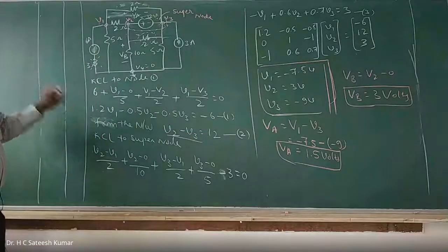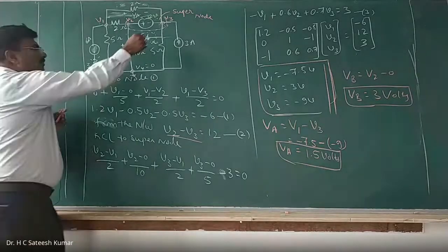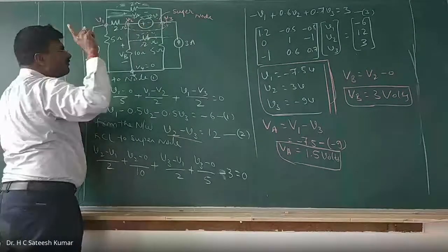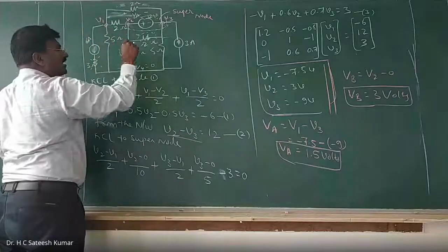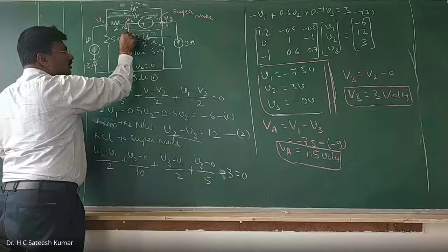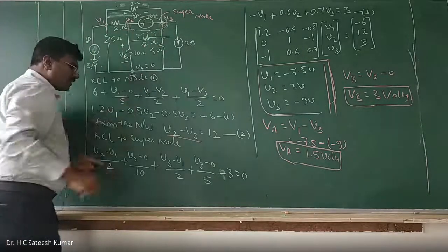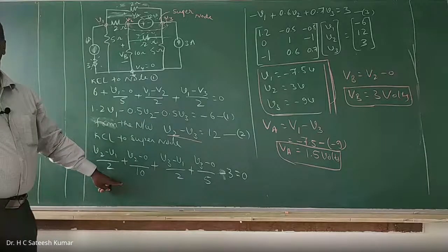Okay. Second one, we have to apply the KCL to the supernode. Combining them, we have made a single node. When we made a single node, how many elements are connected? 1, 2, two terms. Then 1, 2, 3. Totally 5 terms combined together, we get a single equation. So, that is known as supernode concept.